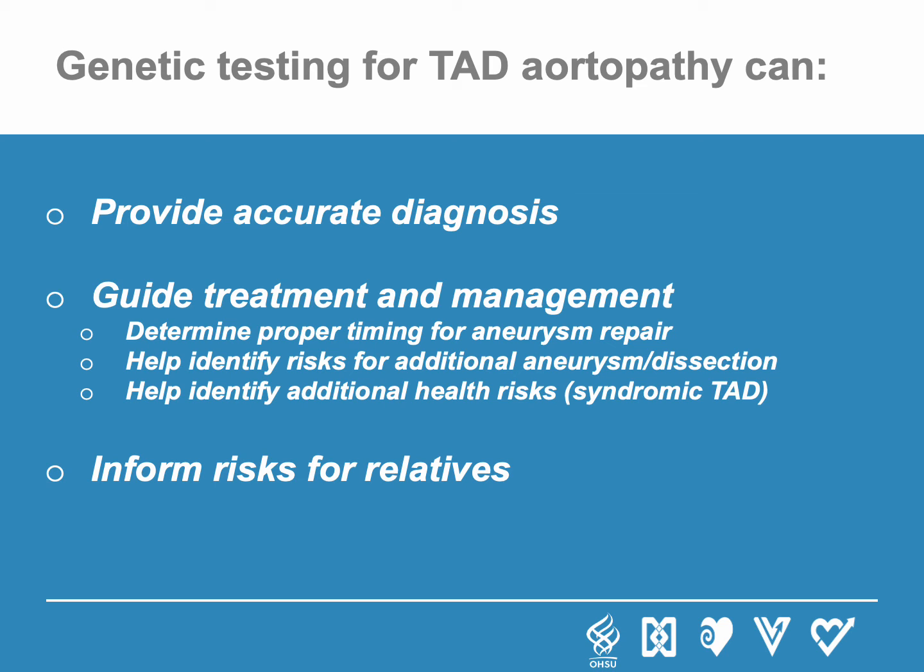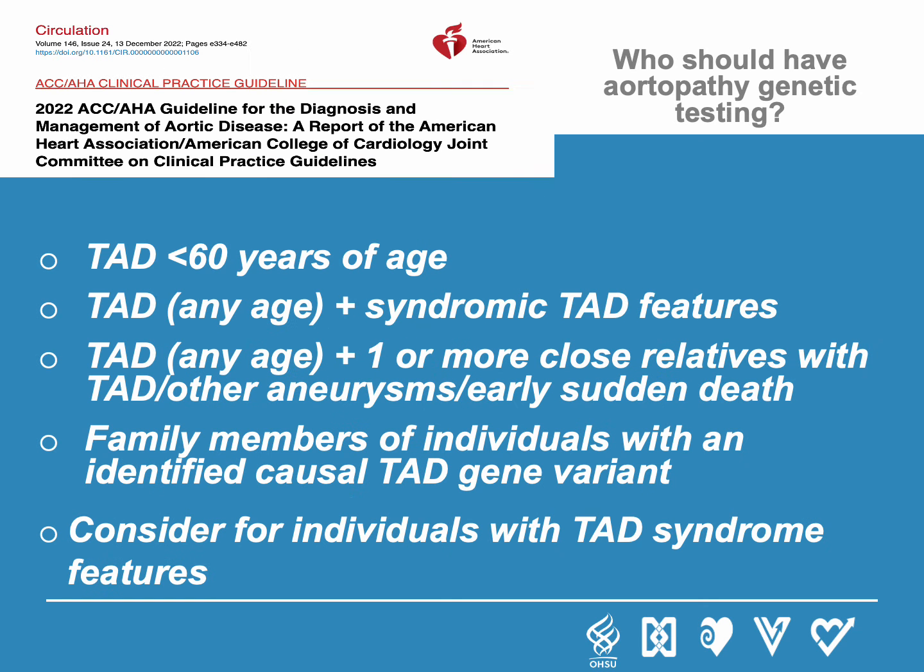Genetic testing can also identify at-risk family members, allowing for early screening and proactive care, even prior to any symptoms. As noted in the recent AHA-ACC guidelines for the diagnosis and management of aortic disease, it is appropriate to offer genetic testing to young individuals with thoracic aortopathy, those of any age with suspected aortopathy syndromes, families with one or more affected relatives, and to the relatives of a person with aortopathy in which a causal gene variant has been identified.